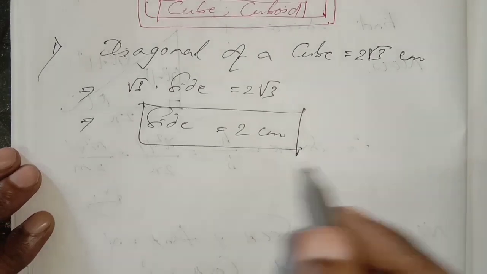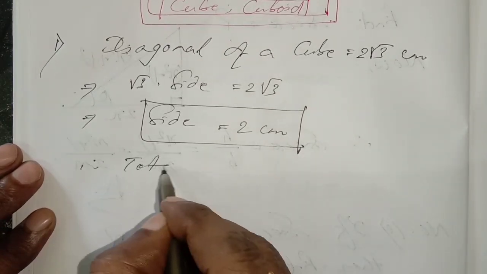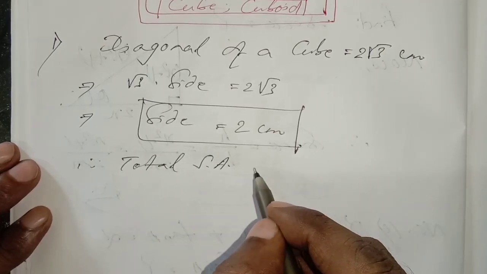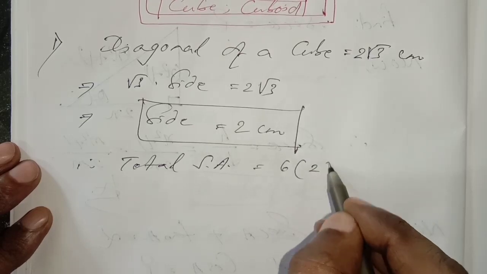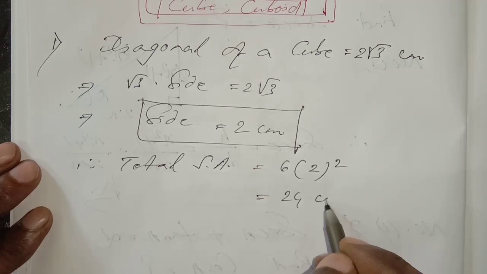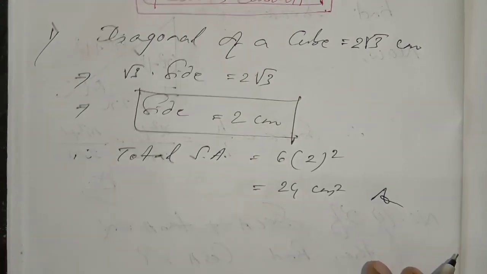After getting the value of each side of the cube, what is the formula for total surface area? Total surface area of a cube formula is 6 into side whole square. How much will it be? 6 into 4 is 24 centimeter square. Very easy question. Okay, let us go to the next question.